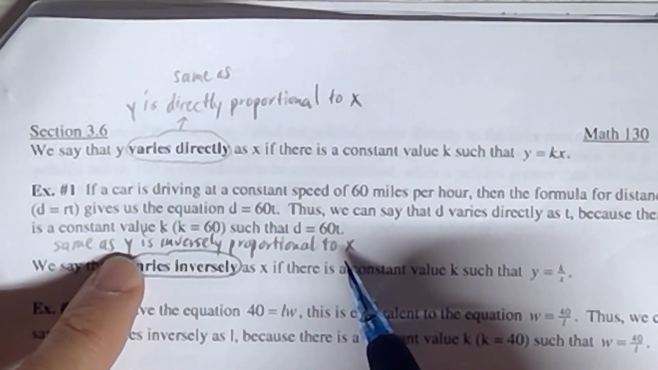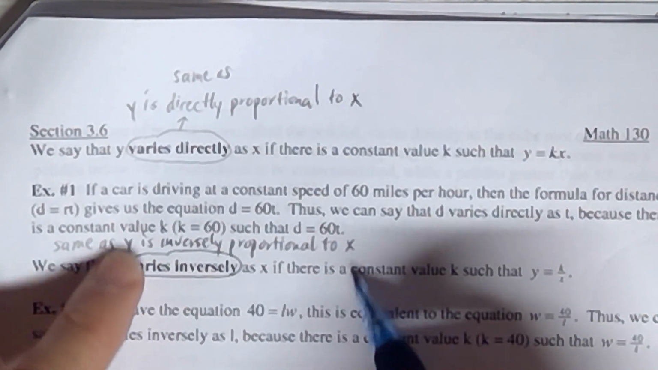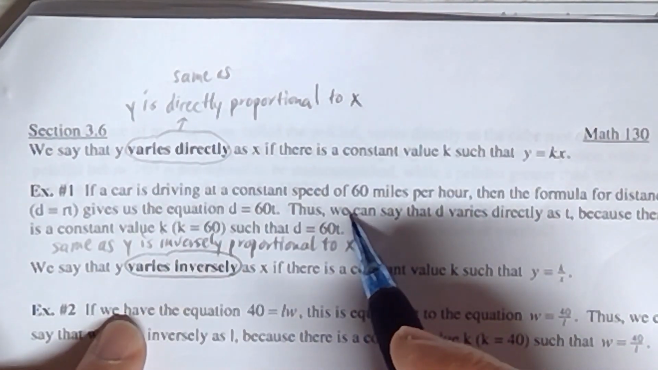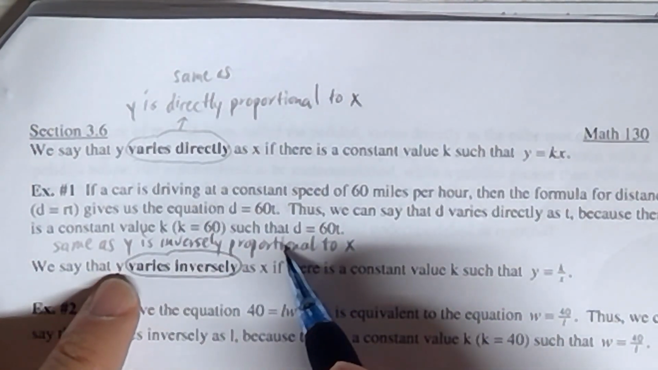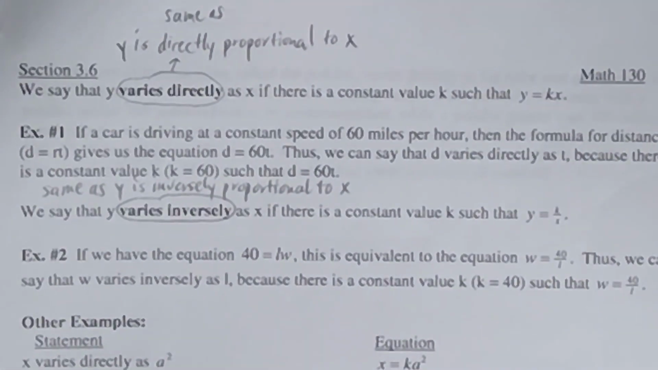As y gets bigger, I think I said that backwards. Sorry. As y gets smaller, the x then would get bigger. So the y and x are always going in opposite directions when it's inversely proportional or varies inversely. Same thing. Here's an example of that.